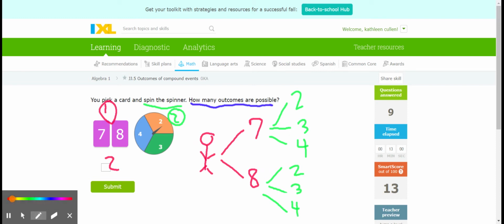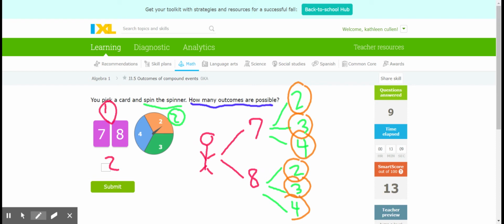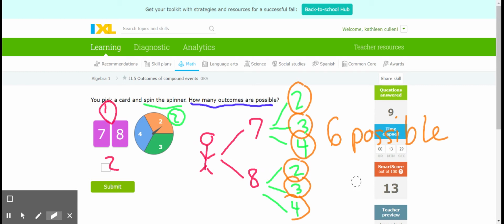So we see that there's 1, 2, 3, 4, 5, 6 different branches here in the last column of our tree. So here there are going to be 6 possible combinations. Outcomes we can call them, because they are the combinations of the 2 events, but we'll call them 6 possible outcomes.